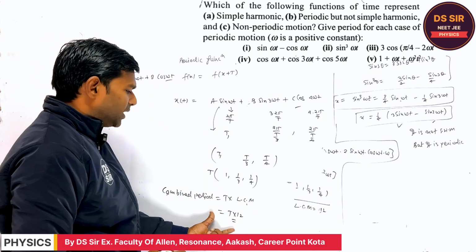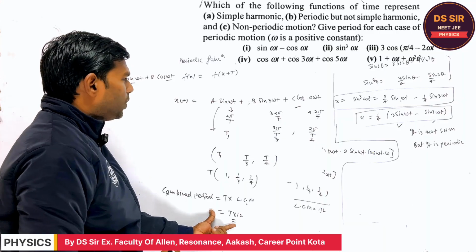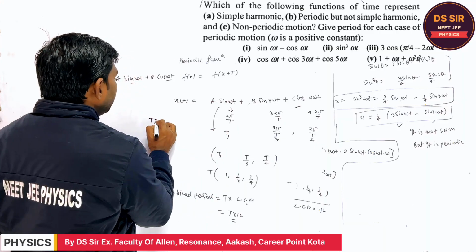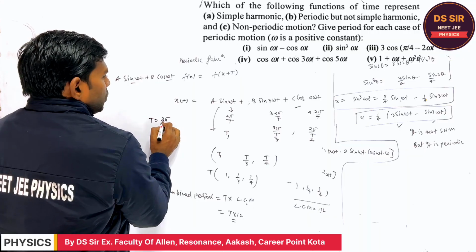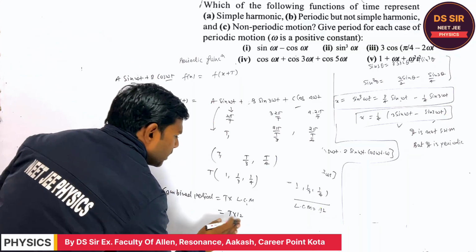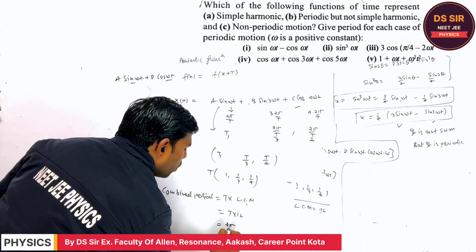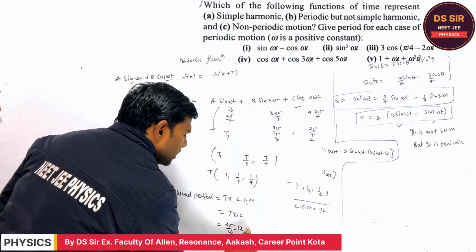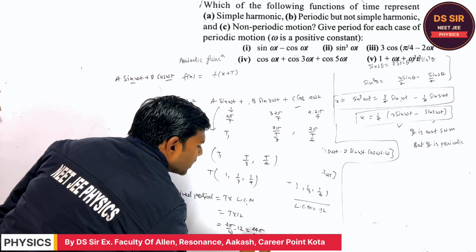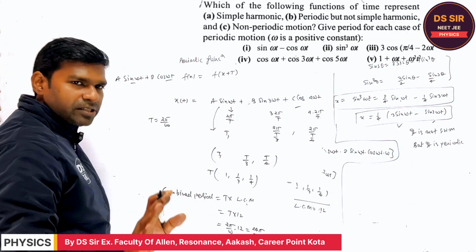Are you getting or not? Its period is 12T. And what is the value of T over here in terms of omega? T is equal to 2 pi by omega. So this is 2 pi by omega into 12. So the time period of this system is 24 pi by omega. Is it clear or not? This is the first thing.